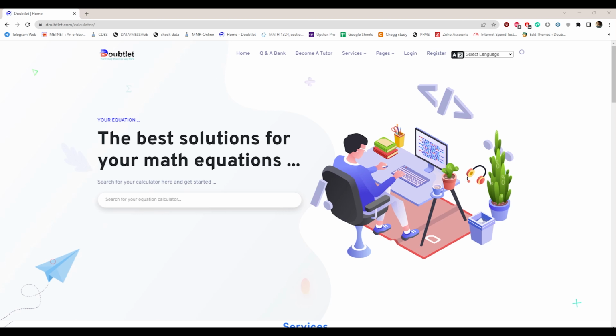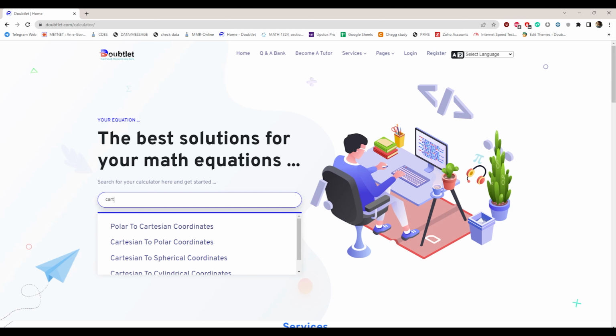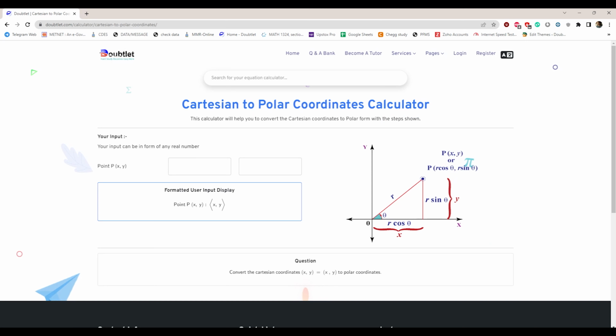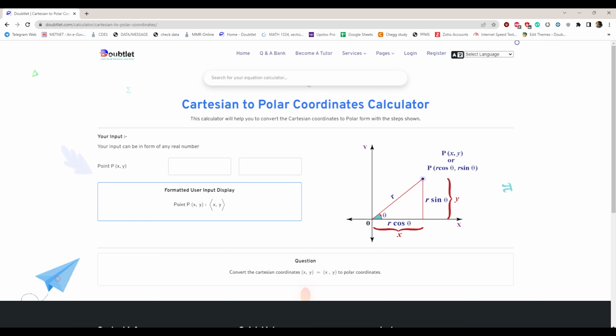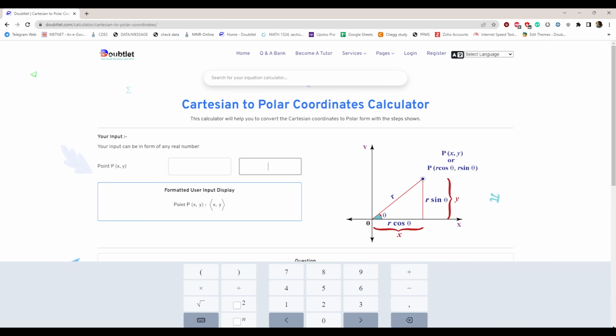I have made an advanced mathematical calculator regarding this concept. We are on the landing page of the calculators page of my website, and I will provide the link in the description below. Here is the search button. If you type Cartesian, here is the link for Cartesian to polar coordinates. If you click on this, we will move to the Cartesian to polar coordinate calculator homepage, and here is the input for x and y coordinates.